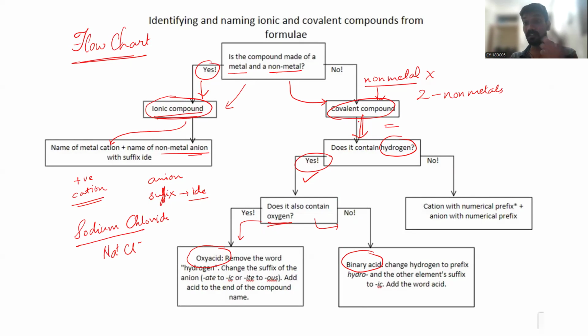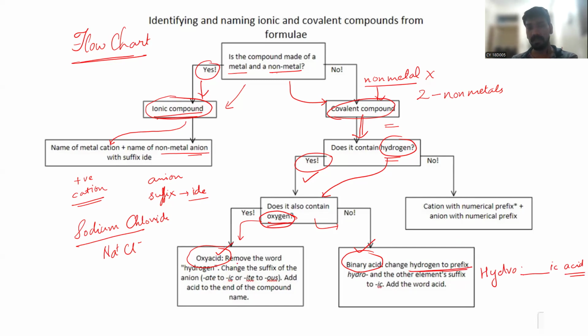Otherwise, after identifying that it is a covalent compound, you have to find out whether hydrogen is present or not. If hydrogen is present, then you have to check whether oxygen is there or not. If oxygen is there, it will be called an oxyacid. Otherwise, it will be a binary acid, which starts with hydrogen as a prefix, meaning the element name will start with the hydro prefix. The names will end with -ic, and at the end you have to use the word acid.